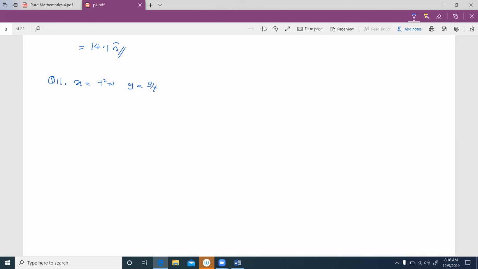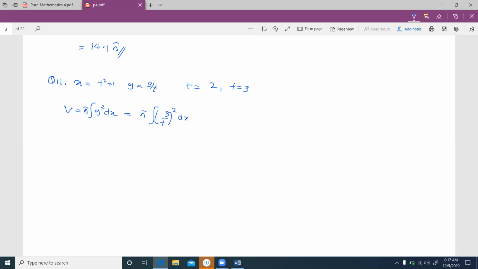3 over t, they ask about the curve rotated for the range of t equals 2 to t equals 3. Then what they need is to find the volume of revolution. So volume is equal to pi integration of y squared dx. So if you just do it, it's pi integration of y squared, which is (3 over t) whole thing squared, into dx.